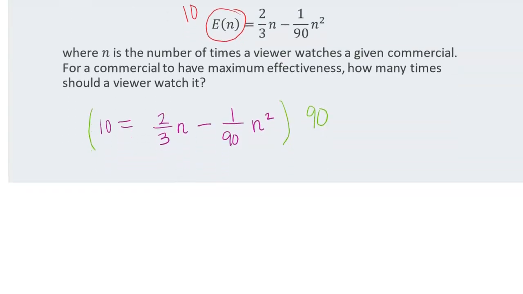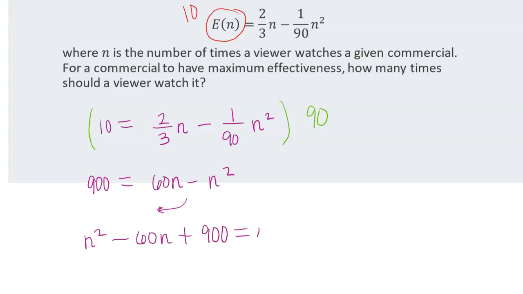90 times 10 will give me 900. 2/3 times 90, 60. And then minus n squared. This is a nice little quadratic. I'm going to move the items on the right-hand side over to the left. So we'll have n squared minus 60n plus 900 equals 0.